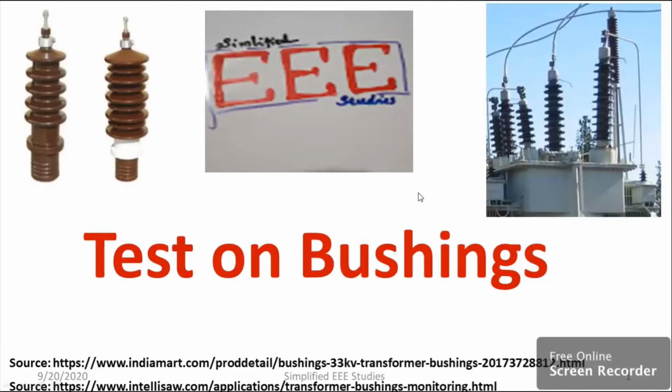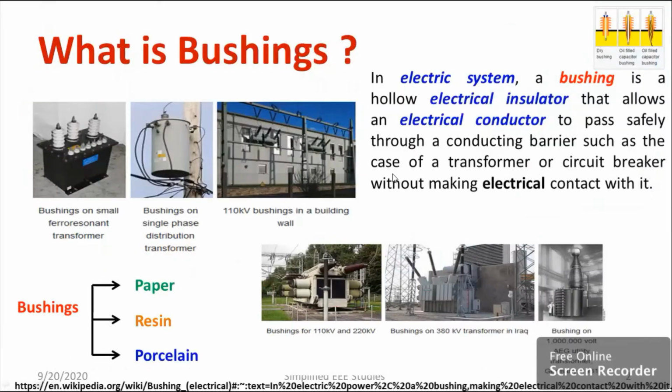First of all, let us understand what we mean by bushings. In an electric system, a bushing is a hollow electrical insulator that allows an electrical conductor to pass safely through a conducting barrier, such as in the case of transformers or circuit breakers, without making any electrical contact with it. So that's a peculiarity of bushings. Normally we are taking connections through the bushings. So bushings are generally preventing the short circuit.